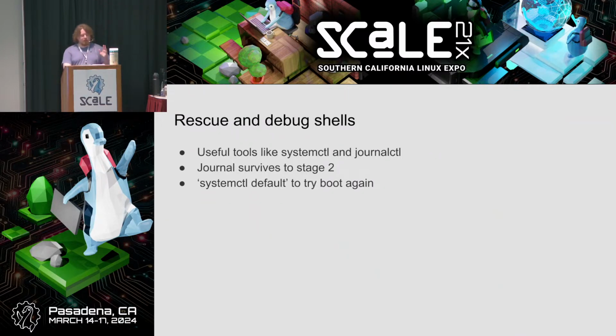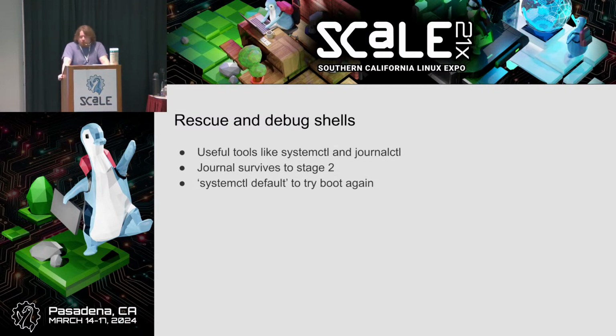So I'll talk about a few of them now, and the first I'll talk about is the ability to use rescue and debug shells. When the system goes into a rescue or emergency mode during stage 1, you get dropped into a shell, and you get really useful tools like systemctl and journalctl, which let you take a look at what's going on. What unit caused the system to fail to boot? And also, you can look at specific logs and really use the power of journalctl to see what information you need out of the journal.